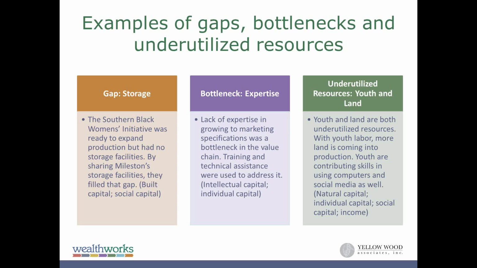A bottleneck might be that there's no expertise in growing to the market specifications. This was something that happened also down in the South. They needed to learn new ways of growing that were more productive and that were growing some new crops that they hadn't really grown before. So that lack of expertise was the bottleneck that was holding up the whole value chain. Addressing that was a leverage point. The whole value chain could flow. And then a lot of times youth and land are underutilized resources.